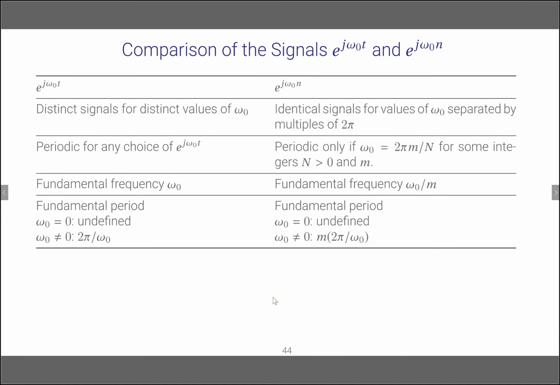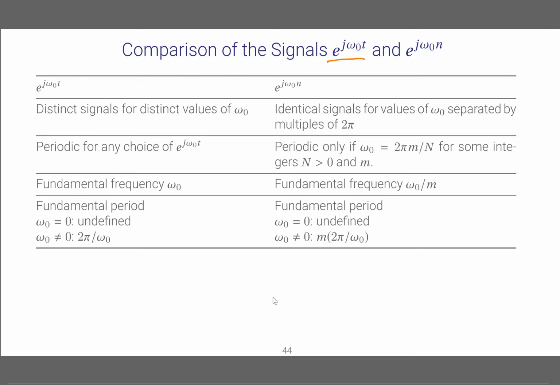All right. So when we compare them in tabular form, e to the power of j omega naught t is the continuous time signal and e to the power of j omega naught n is the discrete time signal. In continuous time, we have distinct signals for distinct values of omega naught. In discrete time, we have identical signals for values of omega naught separated by multiples of 2 pi. And the continuous time signal is periodic for any choice of omega naught, but the discrete time one is periodic if omega naught is equal to 2 pi m divided by n for some integers n greater than 0 and m.